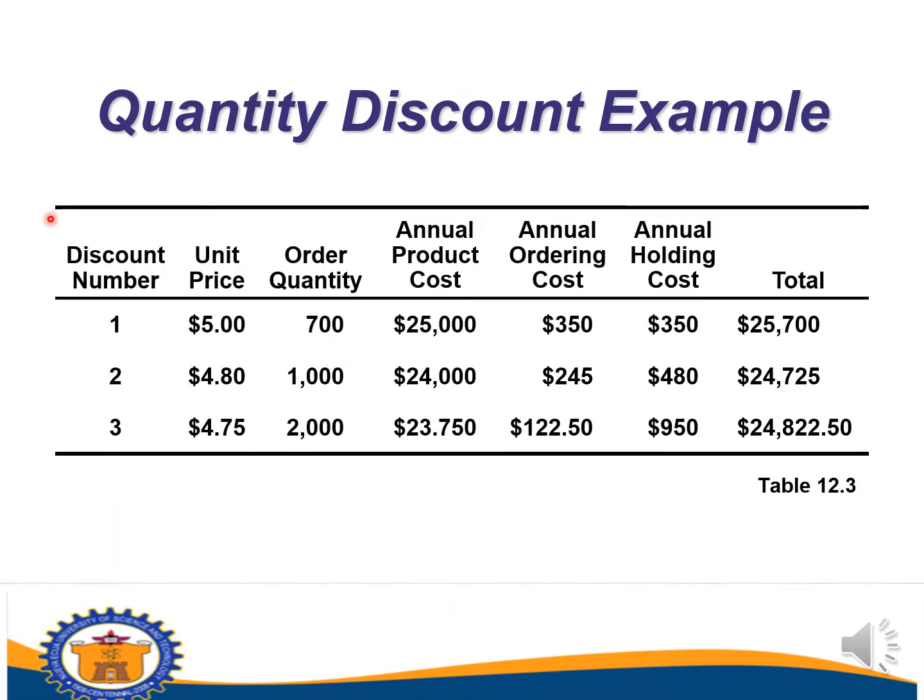Another example of quantity discount. So here, choose the price and quantity that gives the lowest total cost. Buy 1,000 units at $4.80 per unit.